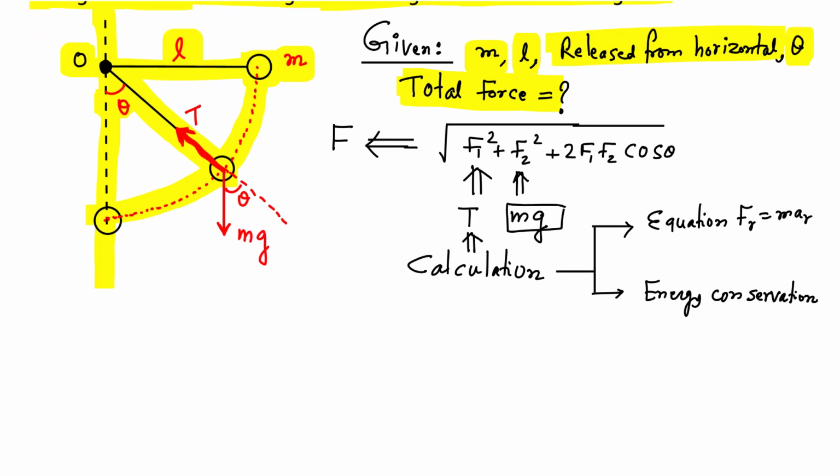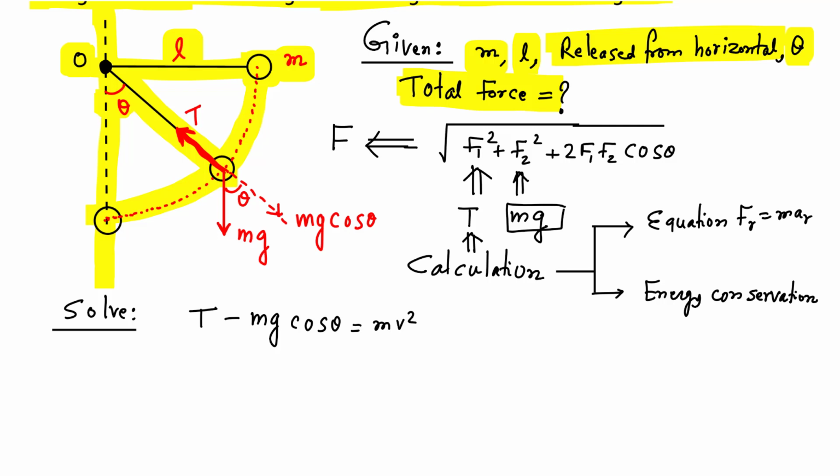So let us solve this problem. First, the equation in the radial direction. The force in the radial direction is T, and another force has a component mg cos theta. So we can write T minus mg cos theta is equal to mv squared by L. Let us say at this point the velocity is v.